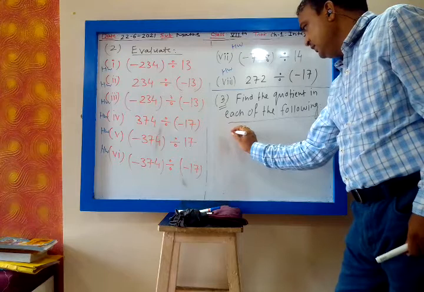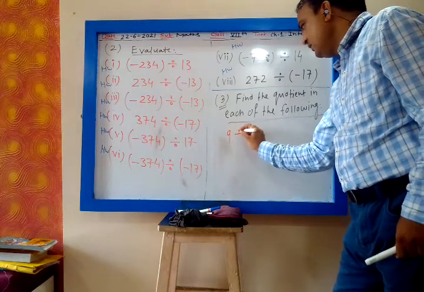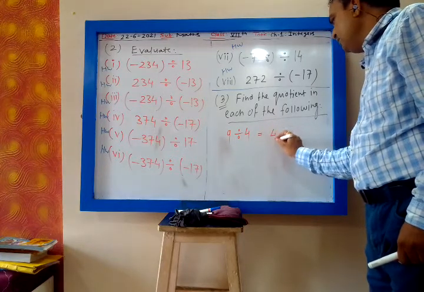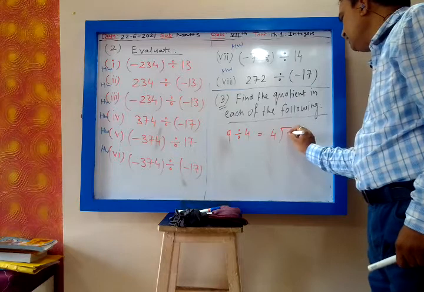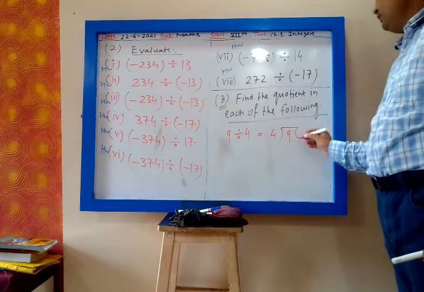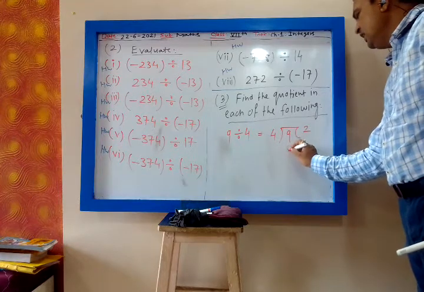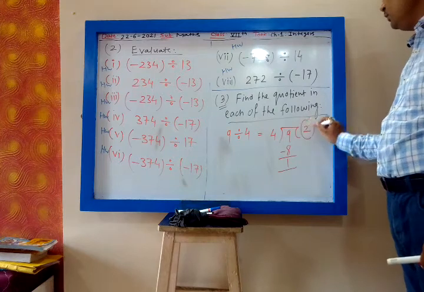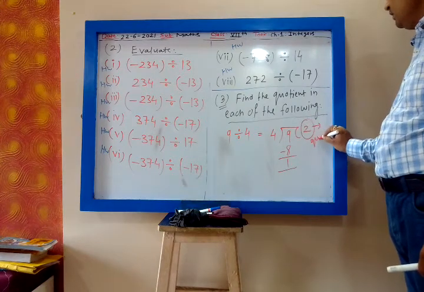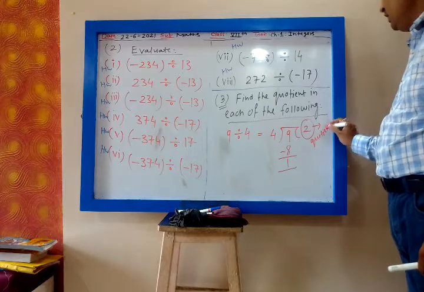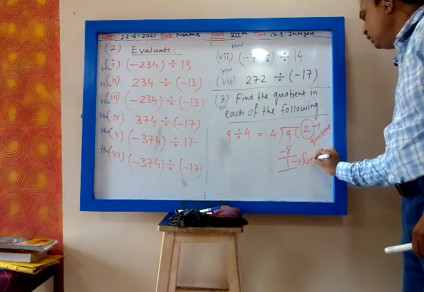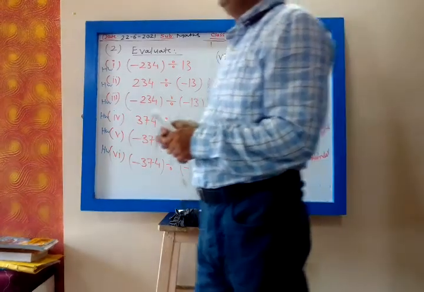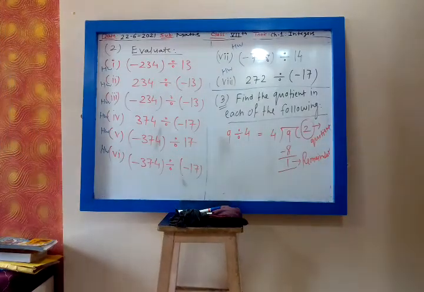Suppose you have 9 divided by 4. This 9 I can divide by 4. So you see the table, 4 2s are 8, 9 minus 8 is 1. Write down this. So in this case 2 is the quotient and 1 is the remainder. So when we divide 9 by 4, 2 is the quotient, 1 is the remainder.